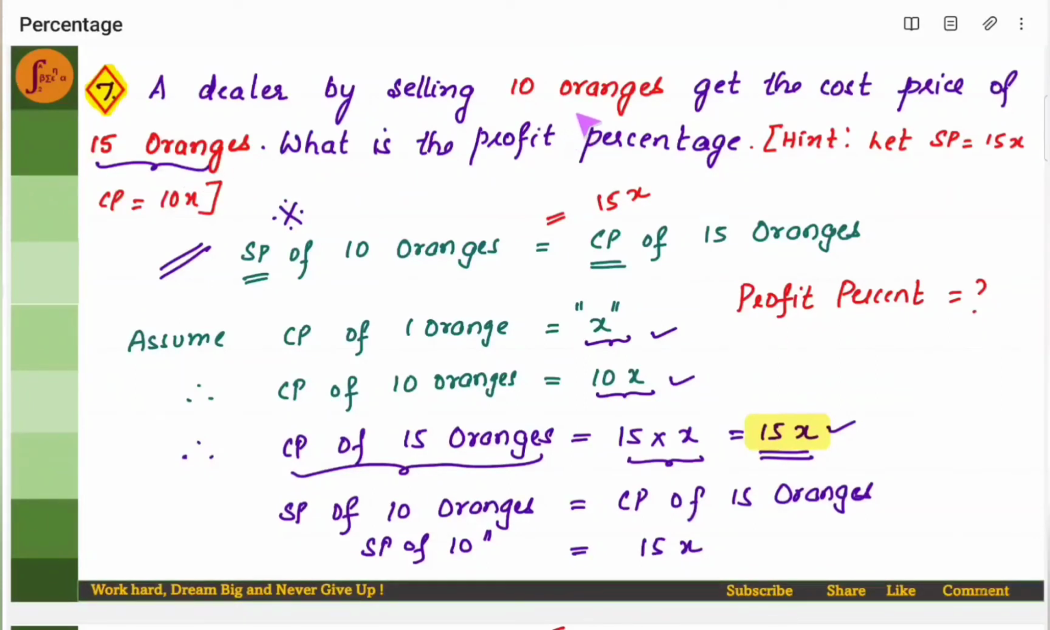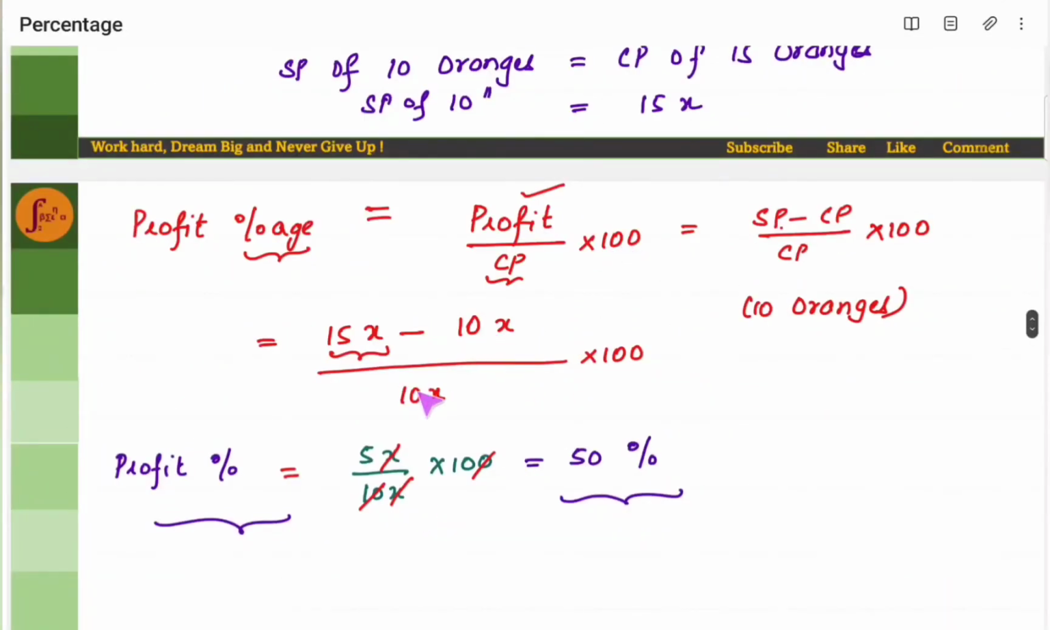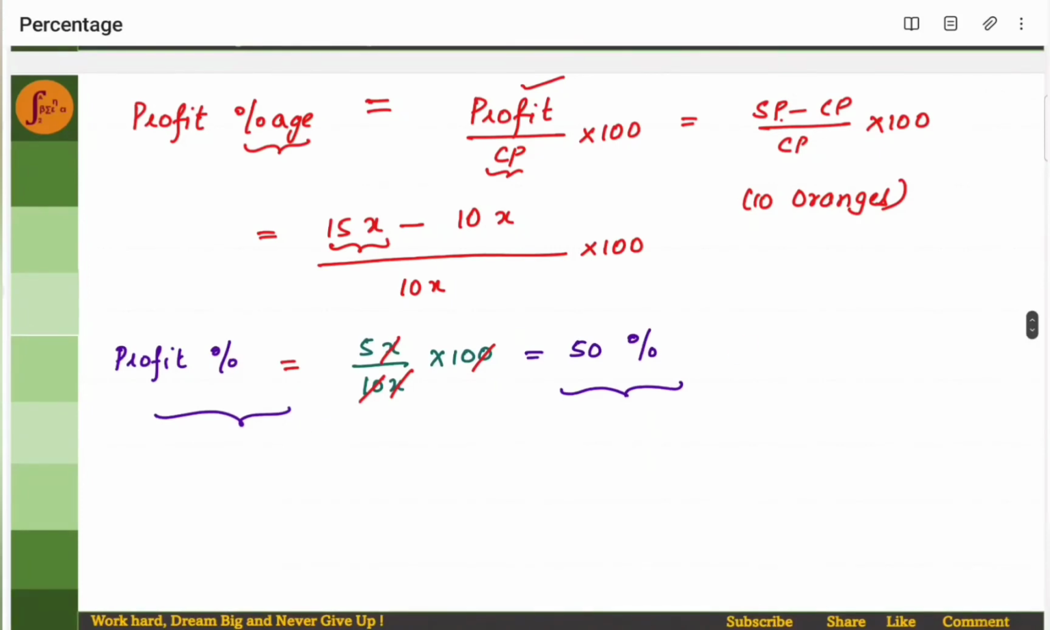Therefore, we will consider 10 oranges. We'll consider the cost price of 10 oranges, which is 10x. So we put cost price as 10x here. I hope this is clear. Let me know if you still have questions in this. Do drop in your comments.